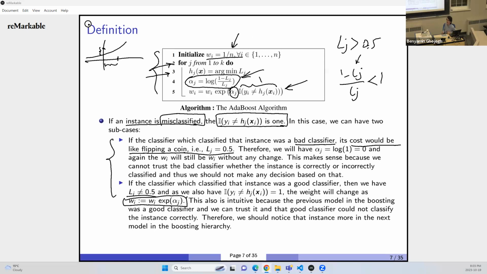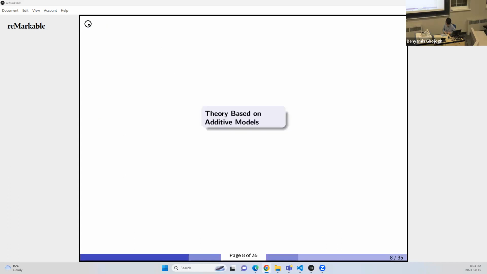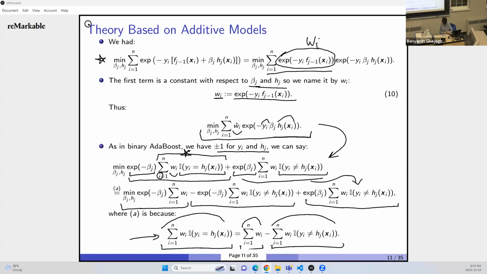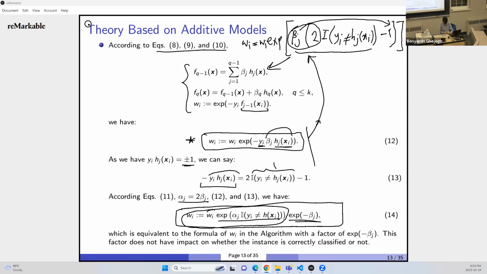Line 5 of the algorithm. I just proved it for you, right? But you might be wondering what happened to the last term, which was multiplied. I'll tell you that it's not important. Ignore it. This is equivalent to the formula of WI in the algorithm with a factor, so up to scale, okay? This factor does not have impact on whether an instance is correctly classified or not.